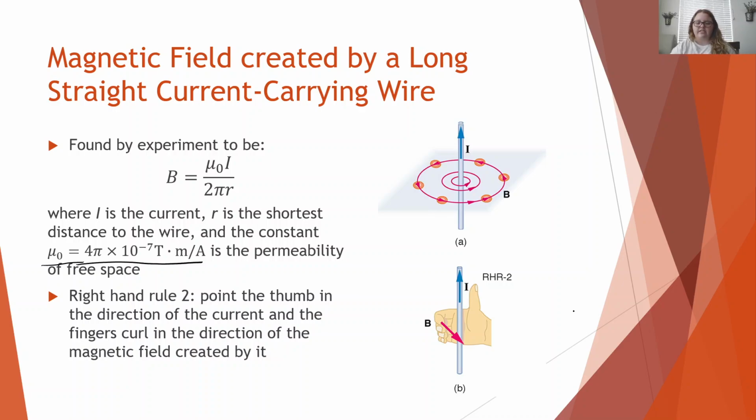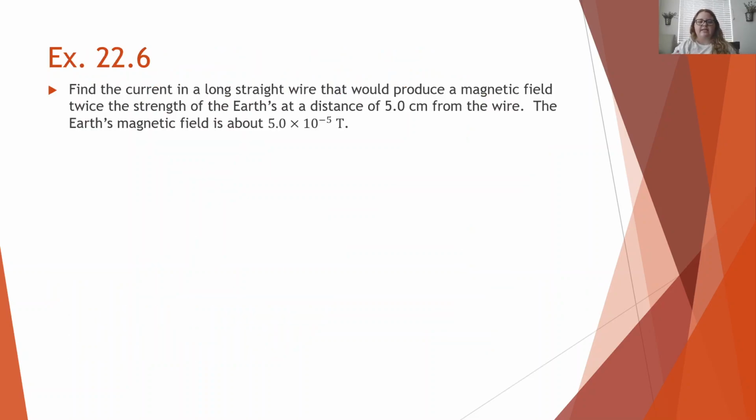Versus if I have a current flowing in a wire in this direction, I'll do the same thing where I have my thumb pointing in the direction of the current, and I curl my fingers and it'll go around the wire in the opposite direction. So I'll have a B field that's in this direction now. That's a terrible arrow, but you get the point. Okay? All right, so let's look at a quick example of this.